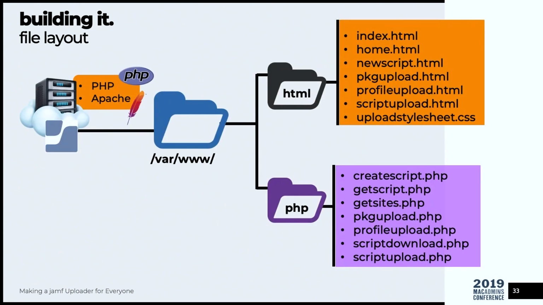This is an idea of what it should look like. On your Jamf distribution server, you have PHP and Apache installed, or IIS if you're using Windows. And then you have the web root. And inside that web root directory, you have the HTML files, and you have the PHP files. Notice I don't have the XML files here. We don't need to do anything to make those happen. Those get created automatically when the API calls are ran. So if everything's looking like this, we can keep going.